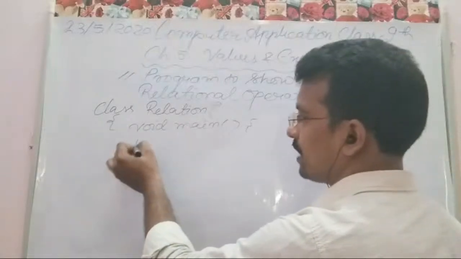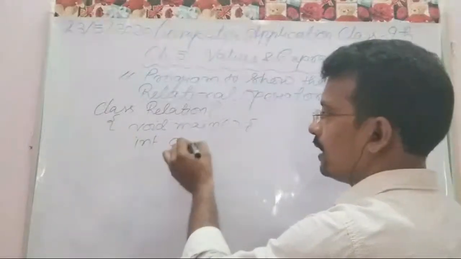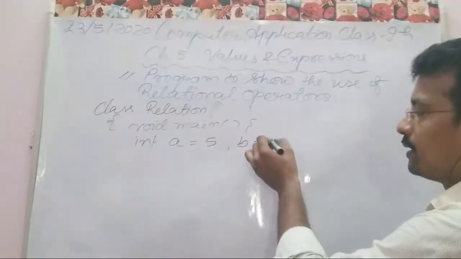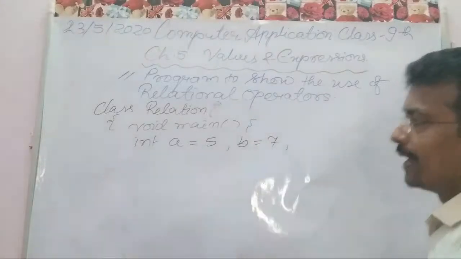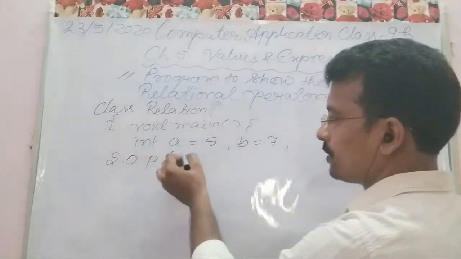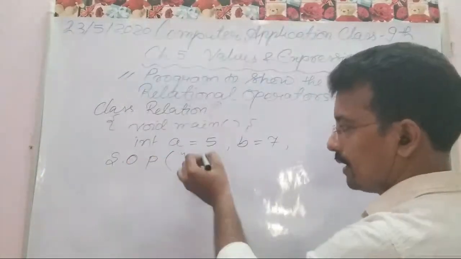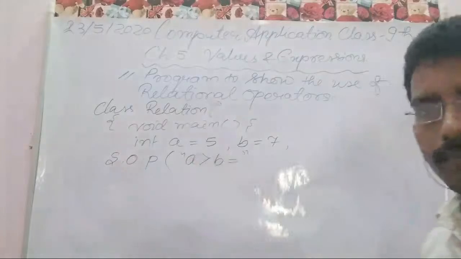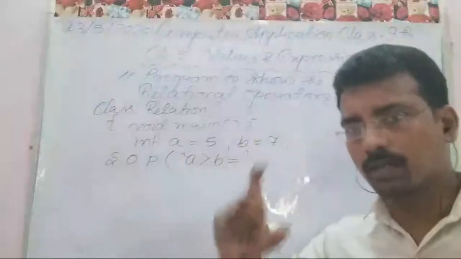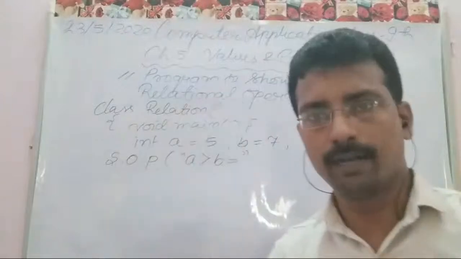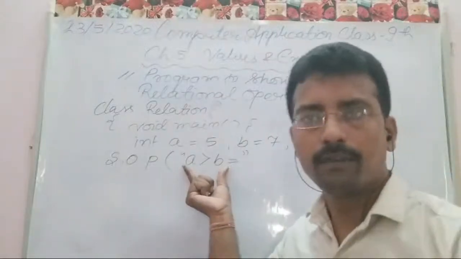Then we have taken integer a equal to 5, b equal to 7, two values. Now System.out.print, you will write "a is greater than b, exactly equal to", this is a message. I think I have told you, when you write anything in double quotes, it is not processed in the program, it is written as it is in the form of a message on the terminal window.